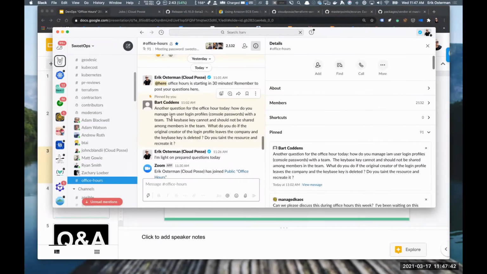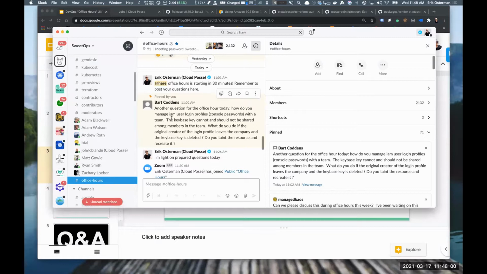How do you manage IAM user login profiles, like console passwords, with a team? The Keybase key cannot and should not be shared amongst the team members. What do you do if the original creator of the login profile leaves the company and the key is deleted?